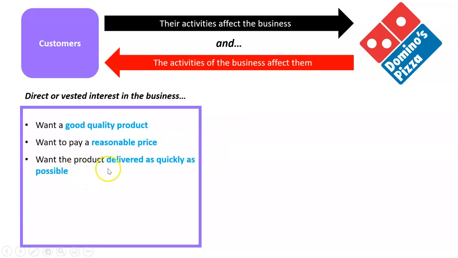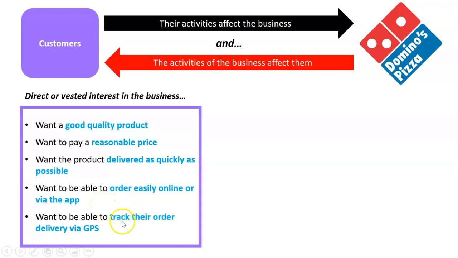And they want the product delivered as quickly as possible. What else are their direct or vested interests? They want to be able to order easily online or via the app, and they want to be able to track their order via the GPS.